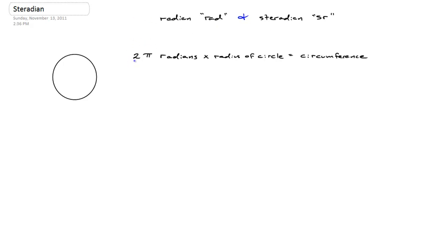We know, for example, that there are 2 pi radians. If we take 2 pi radians and multiply by the radius of a circle, we'll come up with the circumference of that circle. So this circle, for example, the radius of it is given by the letter r, and we multiply it by 2 pi. We go all the way around the circle, and we come up with its circumference.